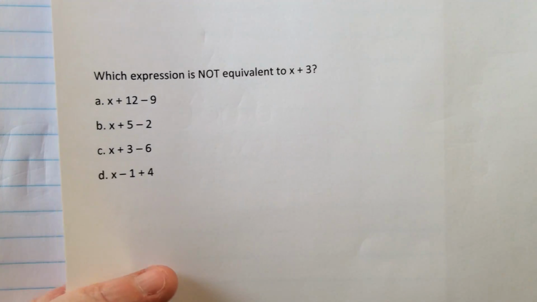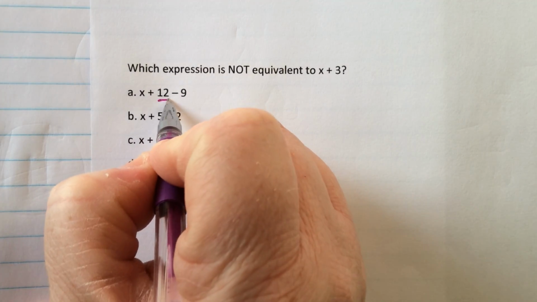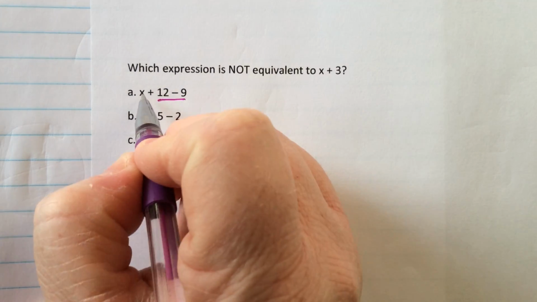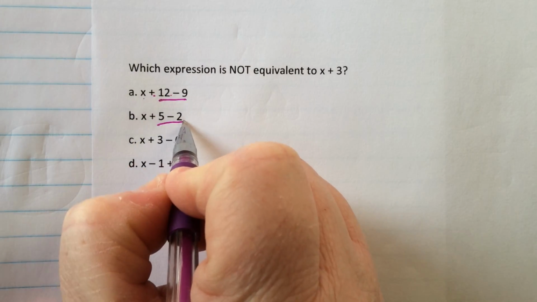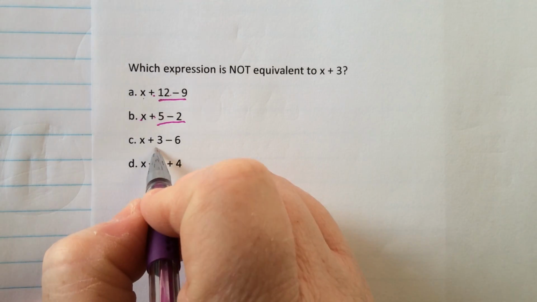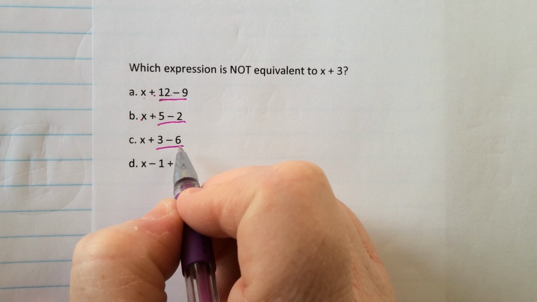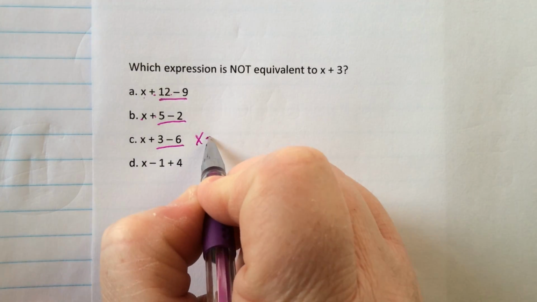Okay? And the last one here, which expression is not equivalent to x plus 3? Okay, these are very straightforward. Okay, what is 12 minus 9 is 3. So I'm left with x plus 3. 5 minus 2 is 3. X plus 3. 3 minus 6 is a negative 3. So that would actually end up being x minus 3.